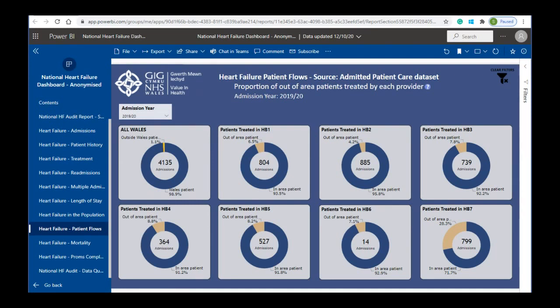This might be down to regional services or rural communities where the nearest major hospital is in a different health board. So mostly on this slide, I think 6 of the 7 health boards on here treat non-residents between 4 and 8%. But the one, HB7 down there, is taking nearly 30% of its patients from out of area.